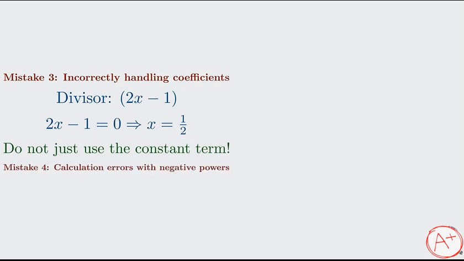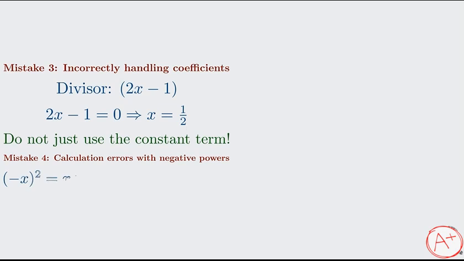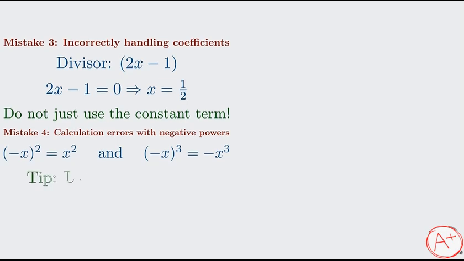When evaluating terms like ax squared or bx cubed with a negative x value, students often confuse the signs. Remember that a negative number squared is positive, but a negative number cubed remains negative. Use brackets on your calculator to avoid this.